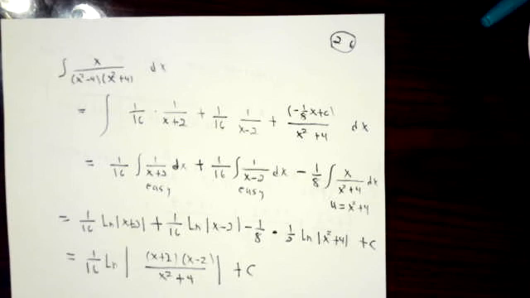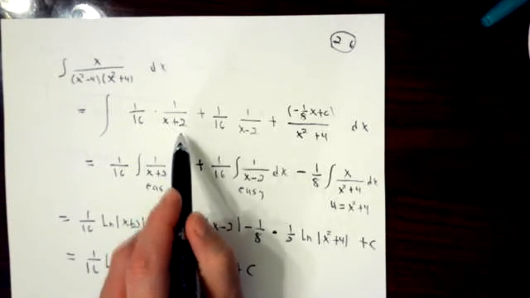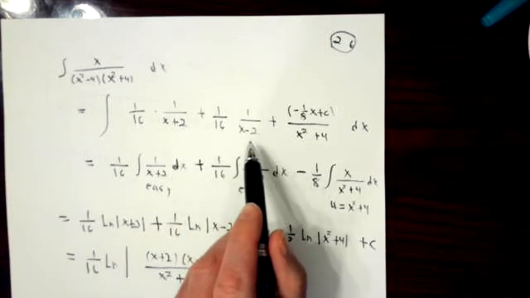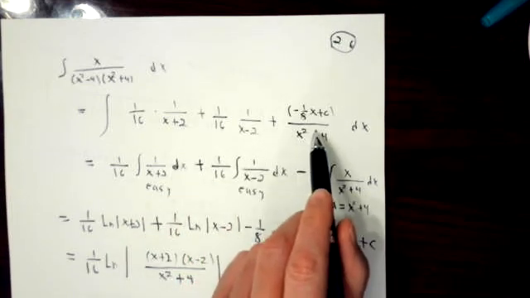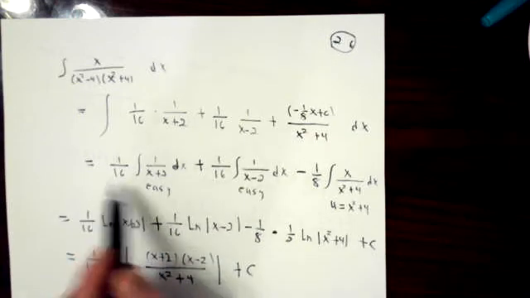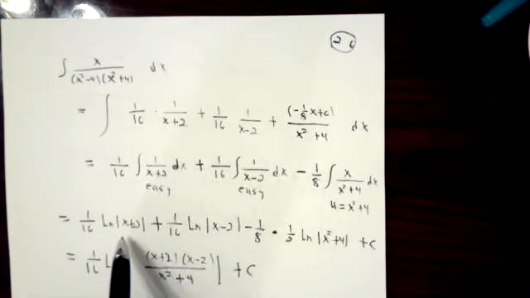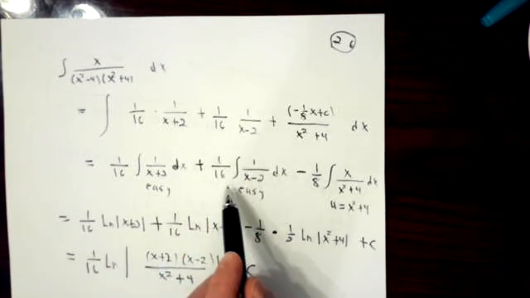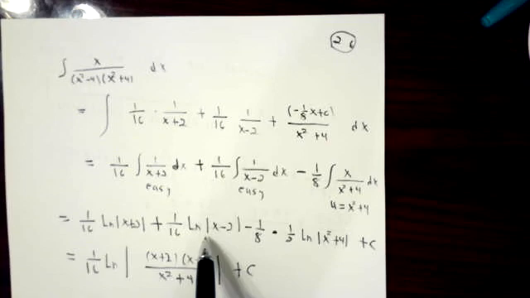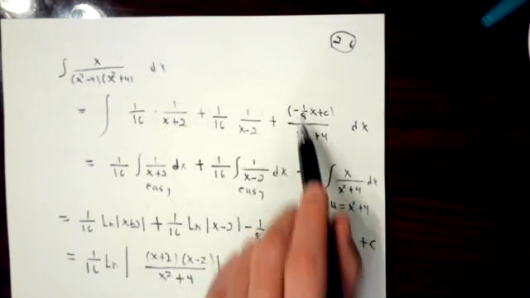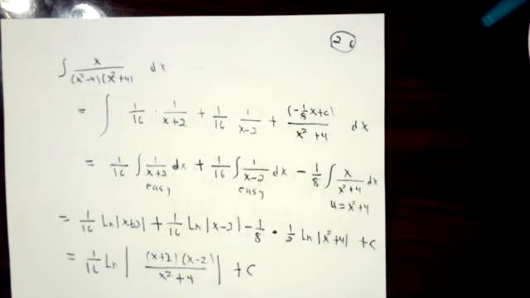Putting the results back into my integral, this is easy to integrate. That's easy to integrate. We're going to have to think about this one. For this one, 1/16 times natural log absolute value of x plus 2. For this one, 1/16 natural log absolute value of x minus 2, minus 1/8. I'll pull that out in front of the integral. I've got to figure out how to do that.